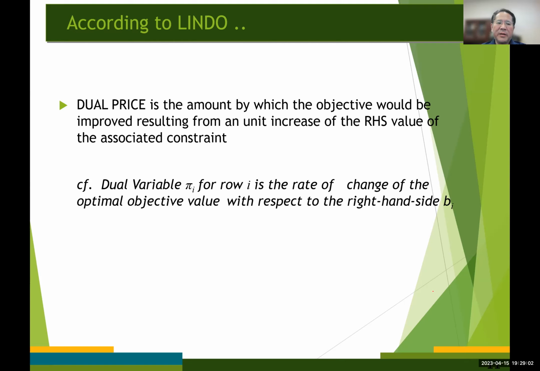And last time I also mentioned that this definition applies only if the changes in the right-hand side of the corresponding constraint leave the current optimal solution feasible. In other words, this dual price is valid only if the corresponding right-hand side values change within the allowable ranges, okay? So if you want to use the dual price, always check the allowable ranges of the corresponding right-hand side values first.